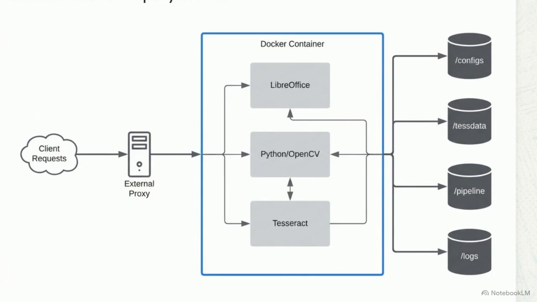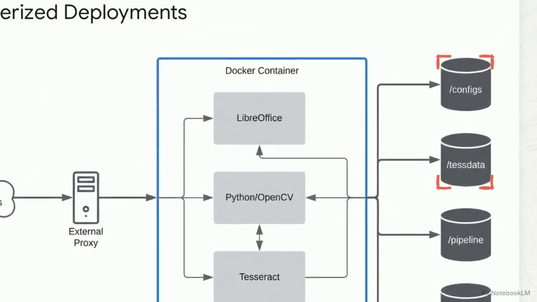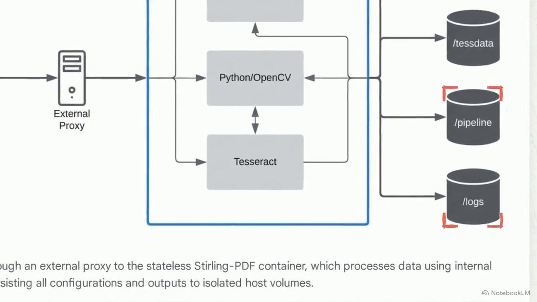To retain data across sessions, the architecture maps specific internal system pathways outward to dedicated storage volumes on the host machine. User authentication and system preferences persist in the configs volume. Optical character recognition language models reside in tessdata. Automated workflows go in the pipeline folder, and system diagnostics are captured safely in logs.